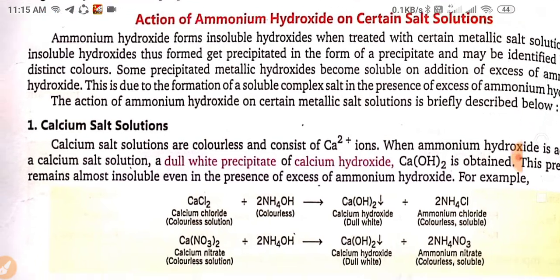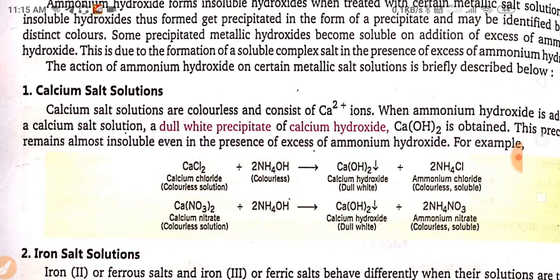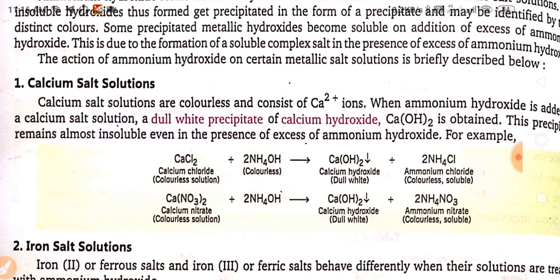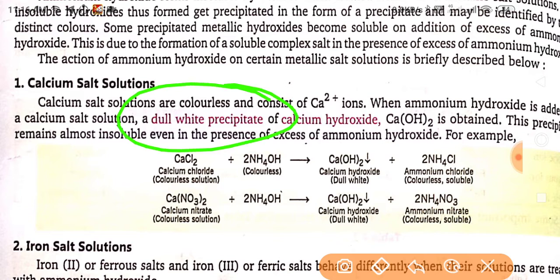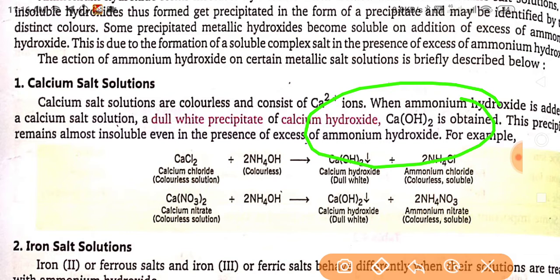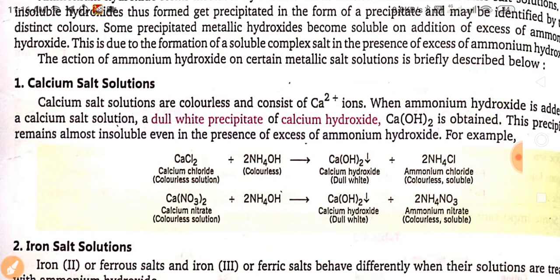First, calcium salt solutions. Calcium salt solutions are colorless and consist of calcium ions. When ammonium hydroxide is added to a calcium salt solution, a dull white precipitate, you have to remember, a dull white precipitate of calcium hydroxide is obtained. This precipitate remains almost insoluble even in the presence of excess ammonium hydroxide.